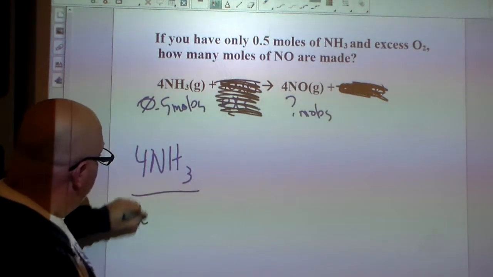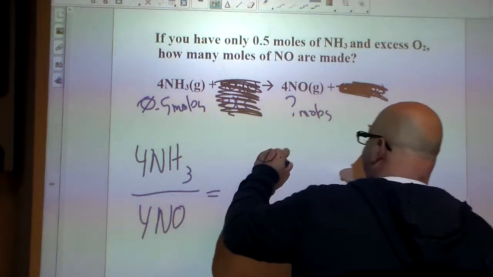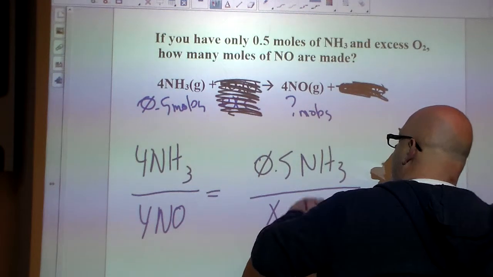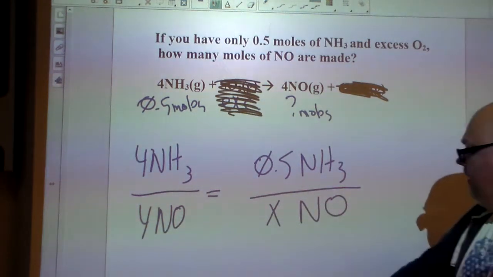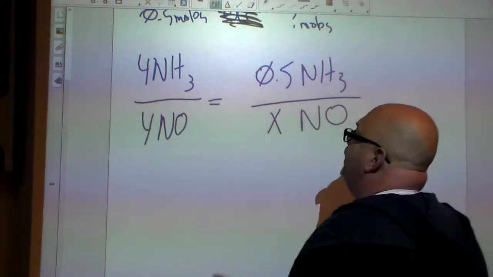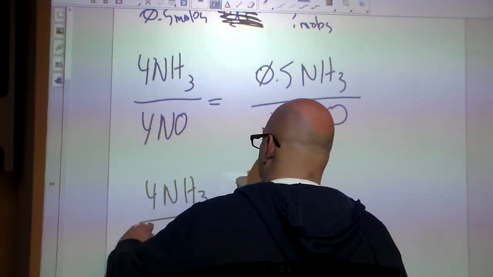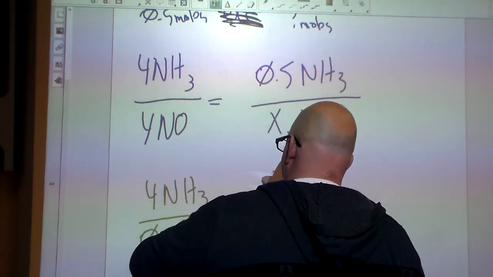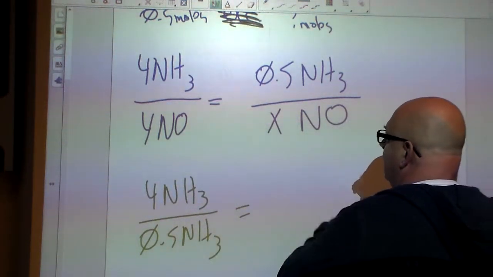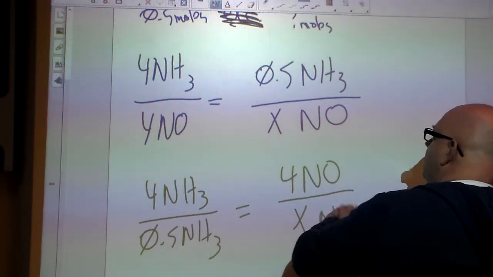Here we go. 4 NH3 over 4 NO is equal to 0.5 NH3 over X NO. Okay, that's one way for us to look at it. Let's look at it another way, where we have 4 NH3 over 0.5 NH3 is equal to 4 NO over X NO.